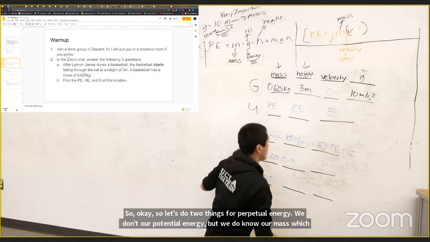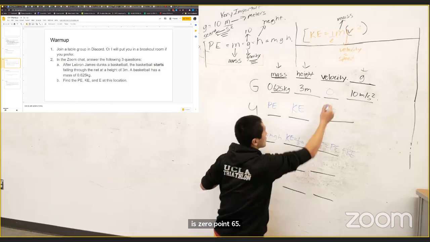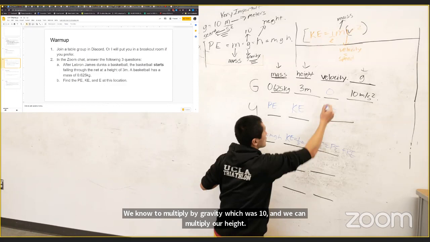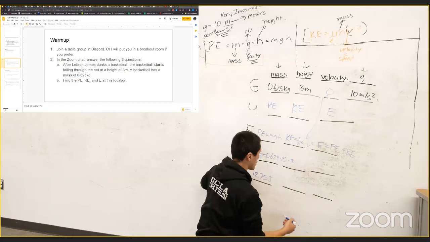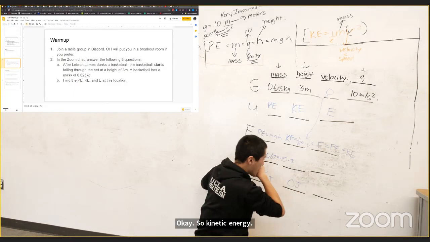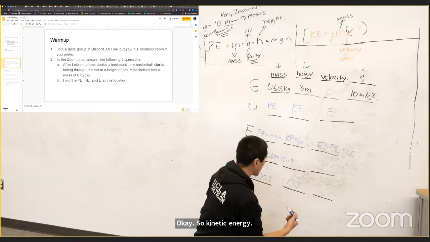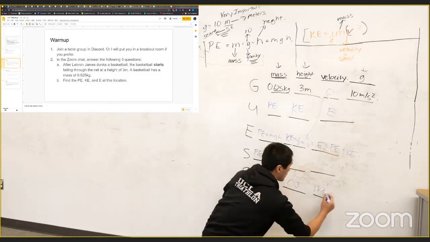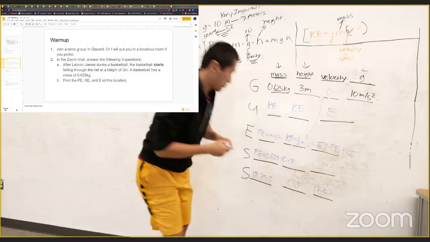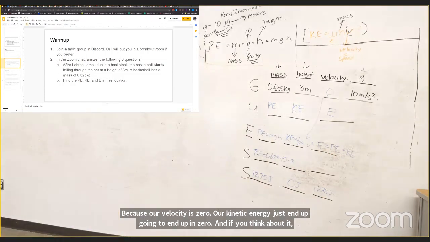Okay, so our kinetic energy, because our velocity is 0, our kinetic energy is just going to end up being 0. And if you think about it conceptually, if something is not moving, it's not going to have any kinetic energy. So we don't even need to fill in anything here. We just know that our kinetic energy is going to be 0 because it's not moving. And last but not least, let's just add our potential energy to kinetic energy. 18.75 plus 0 is just 18.75 for our total energy. Does anyone have any questions about how I did that?